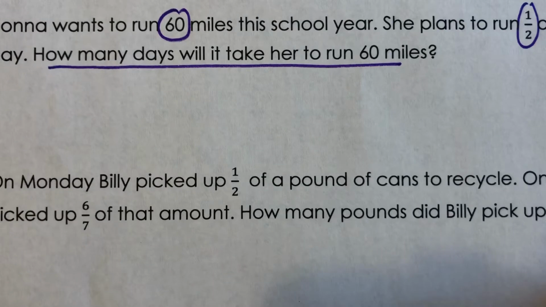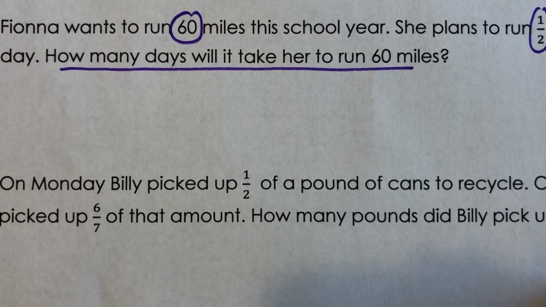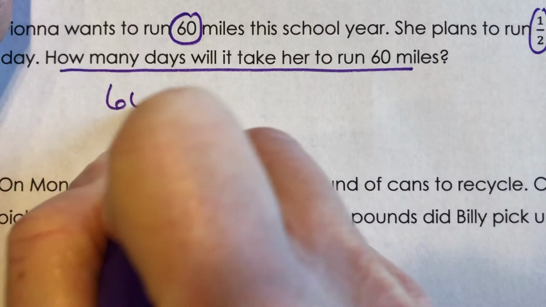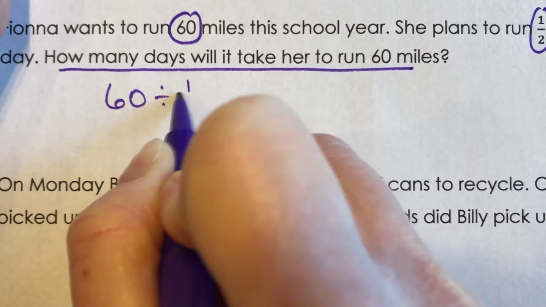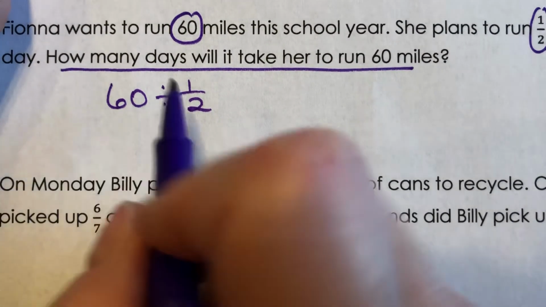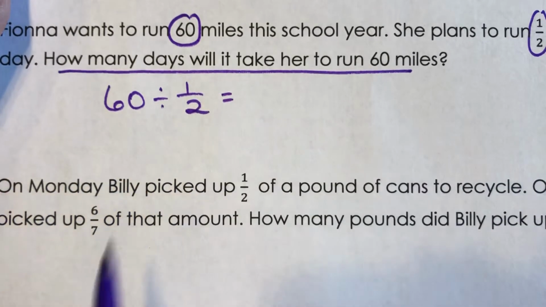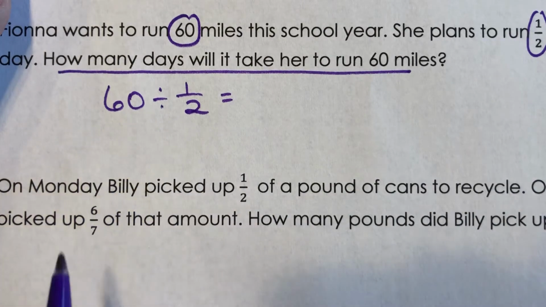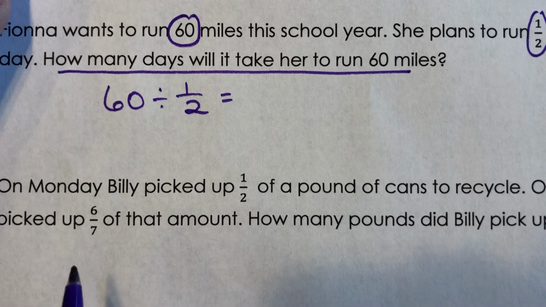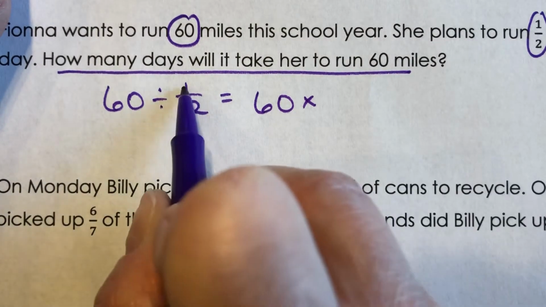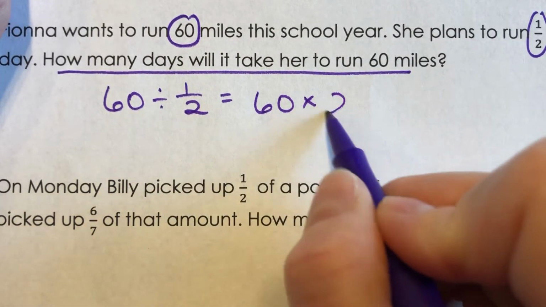So what kind of a problem do we need to do when you're given the total and we're supposed to divvy it up? Division. I'm gonna take these 60 miles and divide them by 1/2 because I wanna know how many halves there are in 60. So in order to solve this, I can multiply by the reciprocal. I can use inverse operations to help me solve it. This would be 60 times, and the reciprocal of 1/2 is 2/1, which is 2.